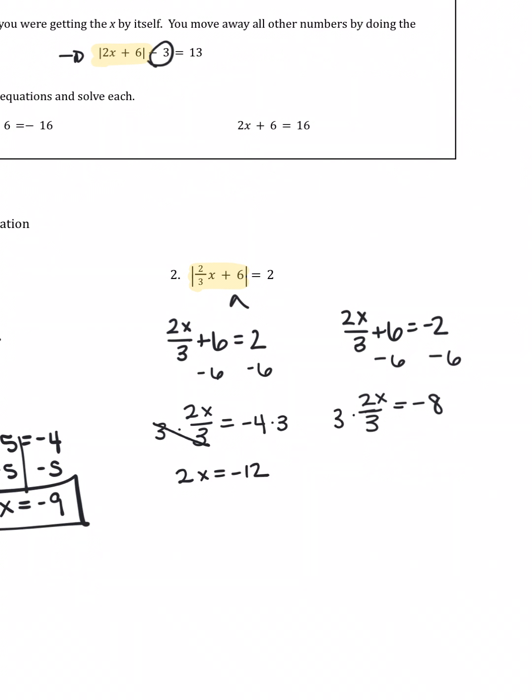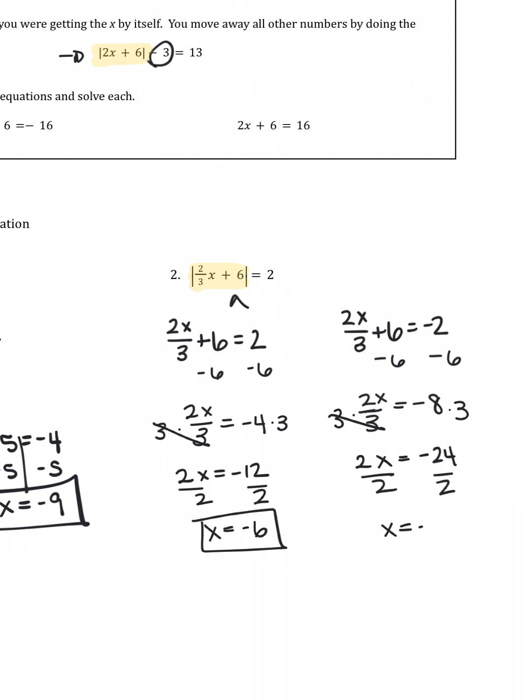I can do the same thing over here. So I'm left with 2x equals -24. So now we can divide everything by 2. So x is going to equal -6, or x could equal -12.